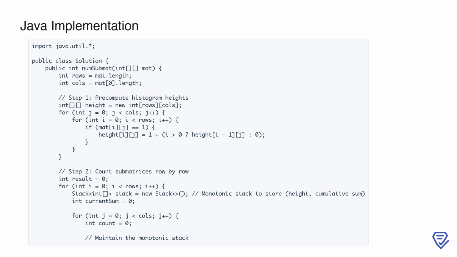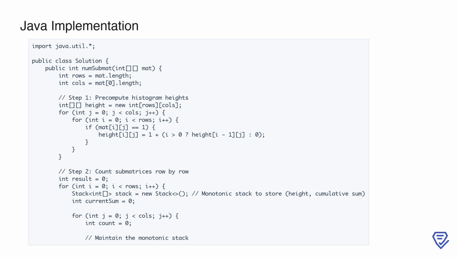After this pre-computation, we initialize the result variable to 0, which will store the total count of submatrices. Now, we process each row individually to count submatrices row by row, starting with an empty monotonic stack and setting current sum to 0.